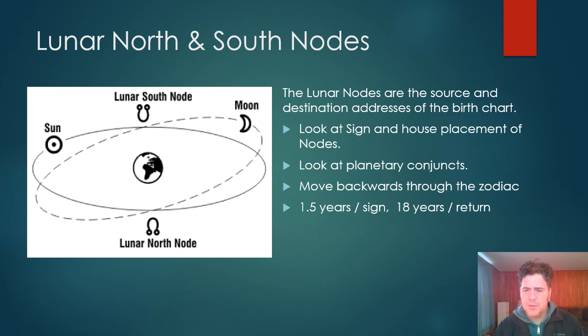So when we look at the lunar north and south nodes, each of these is in a sign and house. Let's say the lunar north node here is in Aries, then on the opposite side of the zodiac, the south node would be in Libra. And if the north node were in the 6th house in Aries, the lunar south node would be in the opposite, which would be the 12th house. Something like that, just to give you an example.